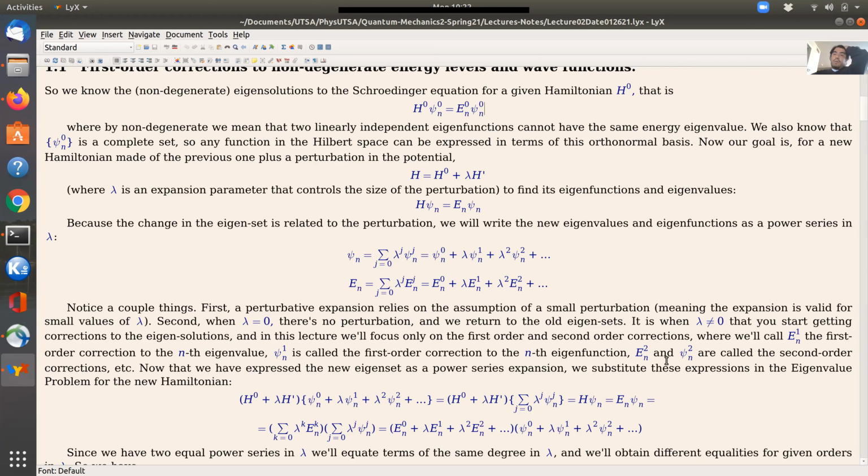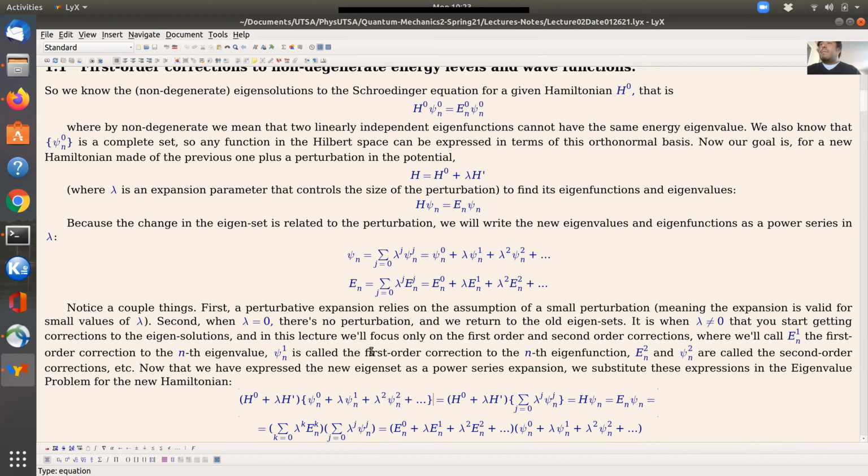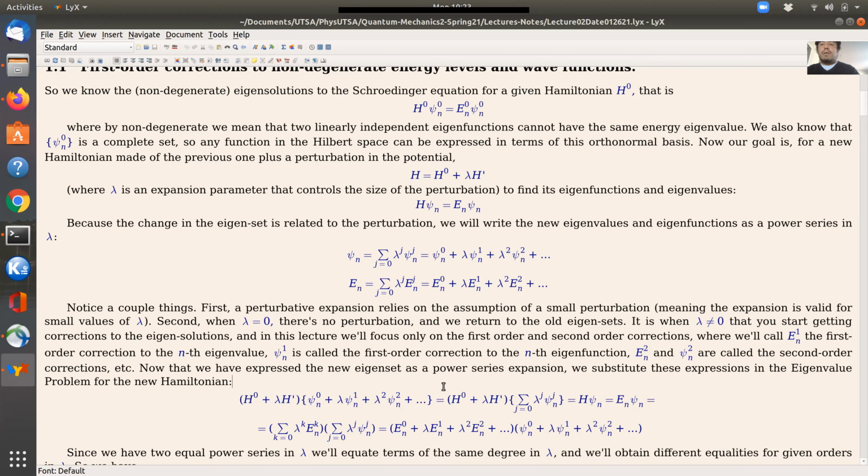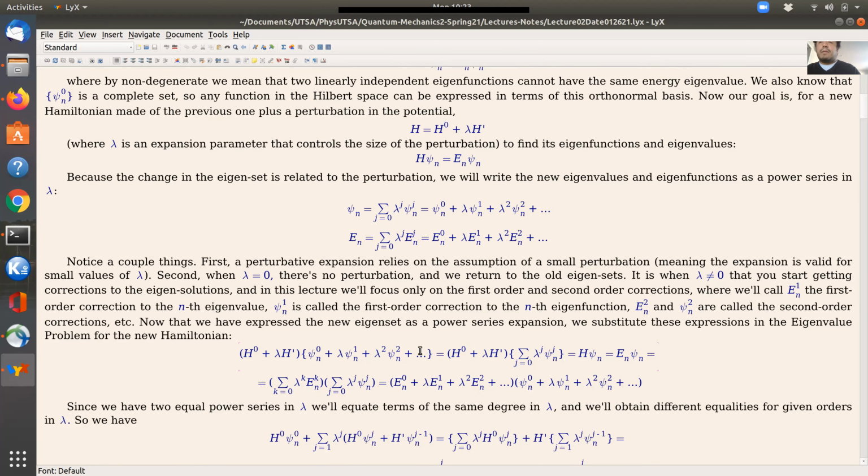And so what will you do? Well, you have these ansatz for the energy values and the wave functions, and you have the new Hamiltonian. So what you're going to do is plug in these expressions in the Schrodinger equation, the eigenvalue problem for the new Hamiltonian. So let's do it. We plug in the new Hamiltonian and the wave function in a perturbative expansion with the parameter lambda. So this is a shorthand for this.